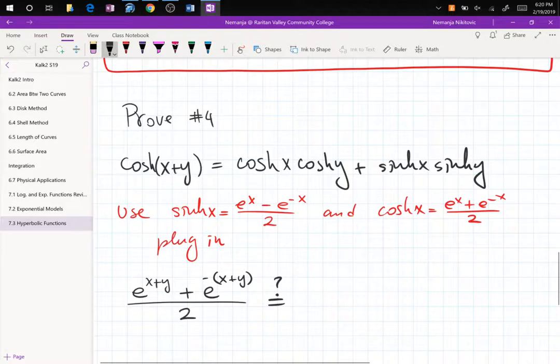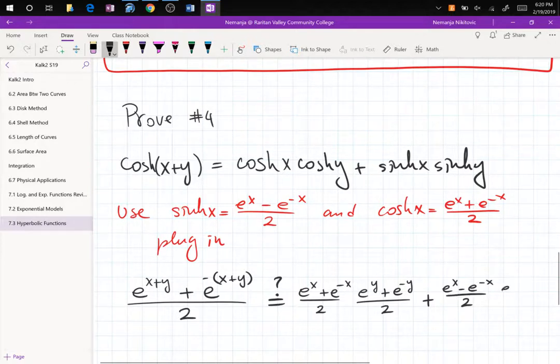So now I have to use these e definitions 4 times on the right hand side. So cosine hyperbolic x is going to be e to the x plus e to the negative x over 2. And then the next one is e to the y plus e to the negative y over 2. Then we have plus, and now we have sine, so e to the x minus e to the negative x over 2. And finally e to the y minus e to the negative y over 2.